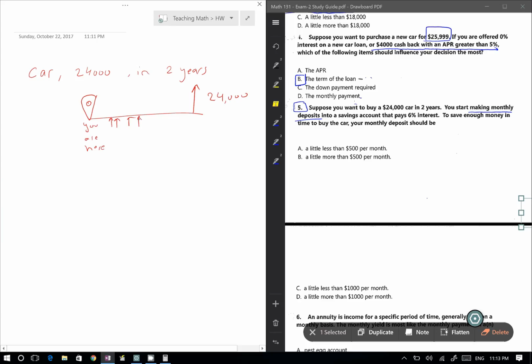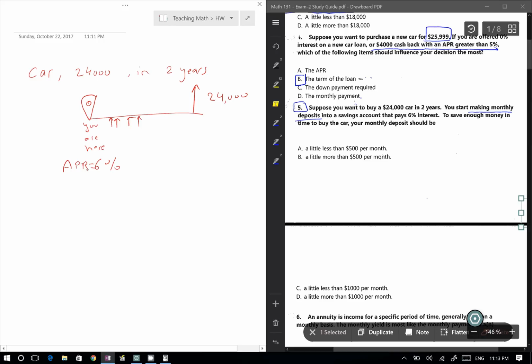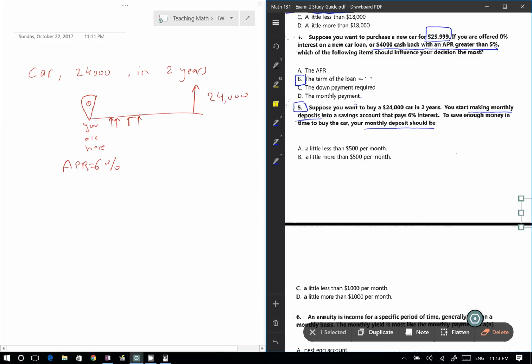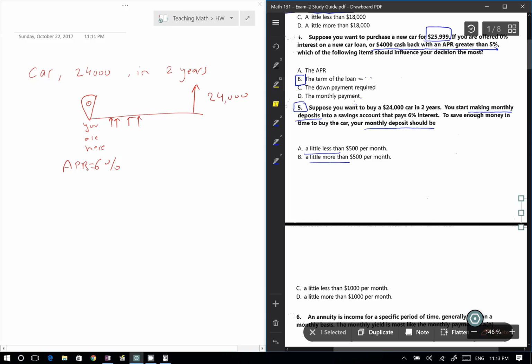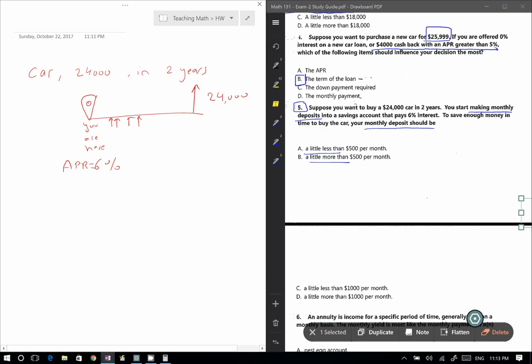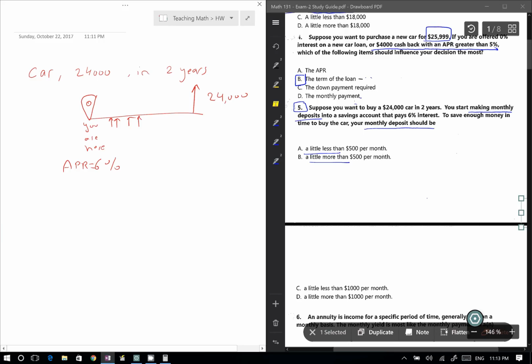So monthly deposits, 6% interest, and this is APR. To save enough money in time to buy the car, your monthly deposit should be, so I need to calculate how much is the monthly deposit. Since I have a little less, little more, I can take a shortcut. I can calculate how much I need to save without interest, and then it will be a little less or little more.